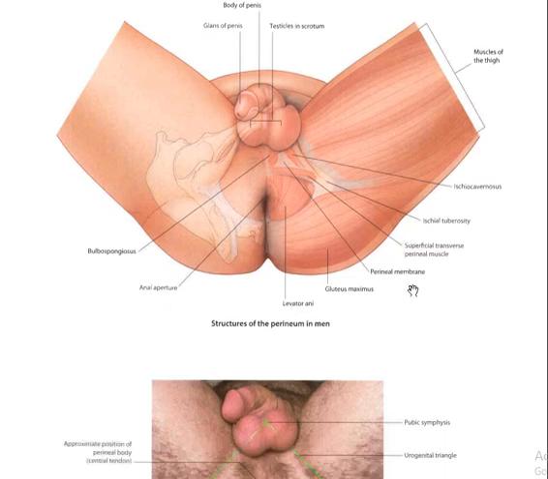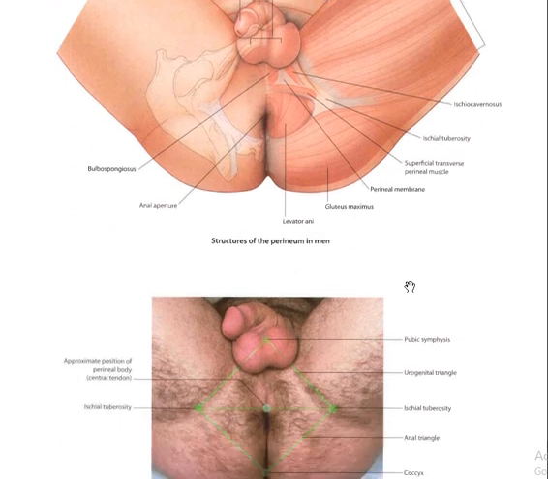So let's visualize when you are going to cut each of the different muscles deeply. So here you are going to have the symphysis pubis. So you need to know that we have different triangles which are going to be formed. We have the urogenital triangle, or the anterior triangle, which is going to be formed between the pubic symphysis and the two ischial tuberosities.